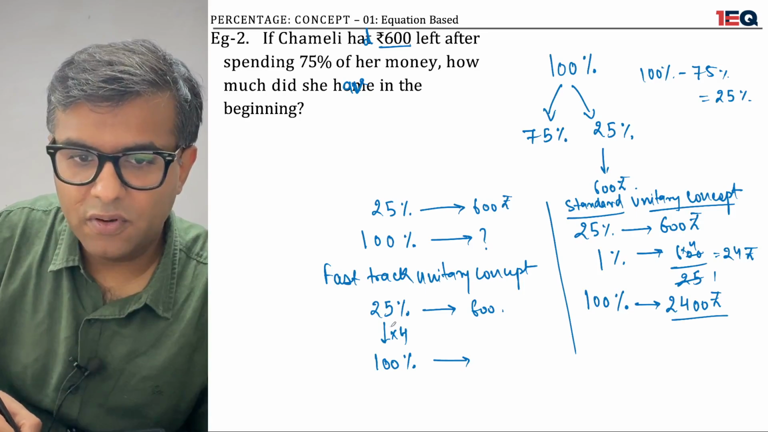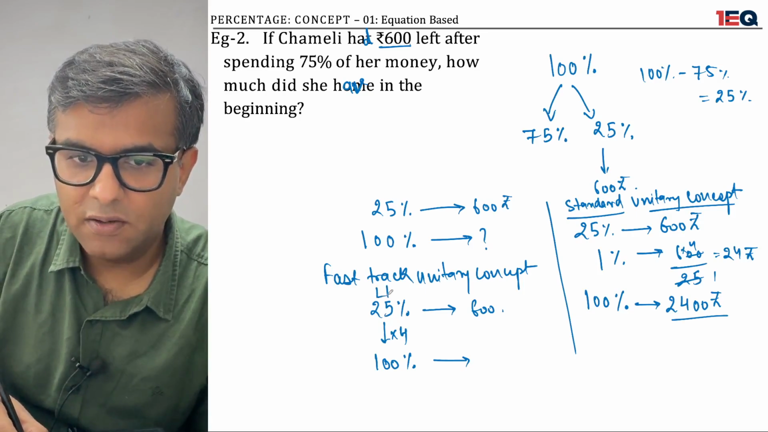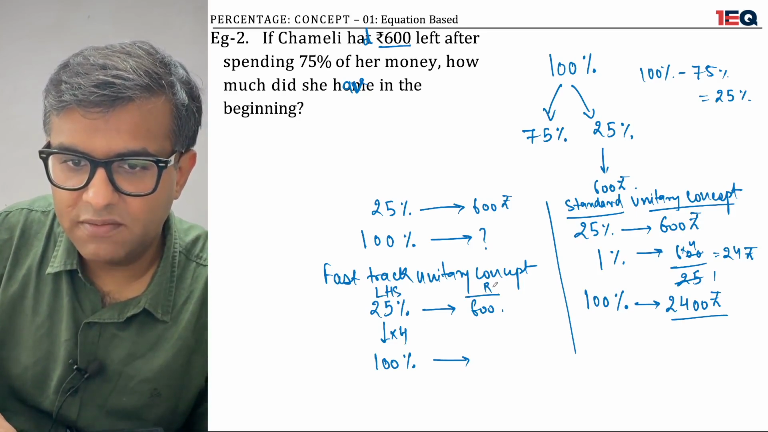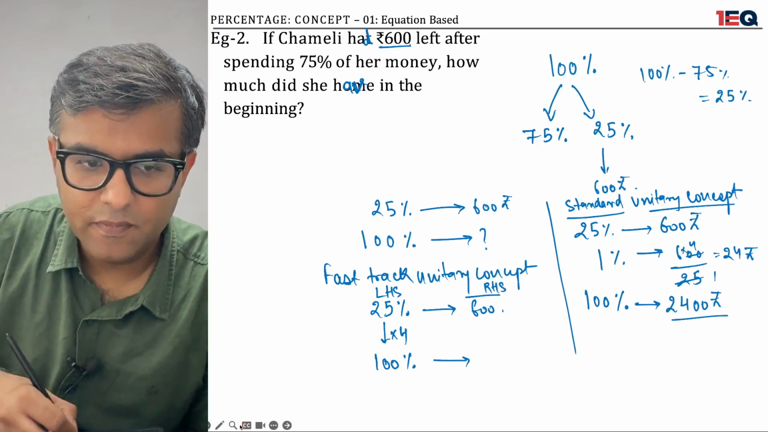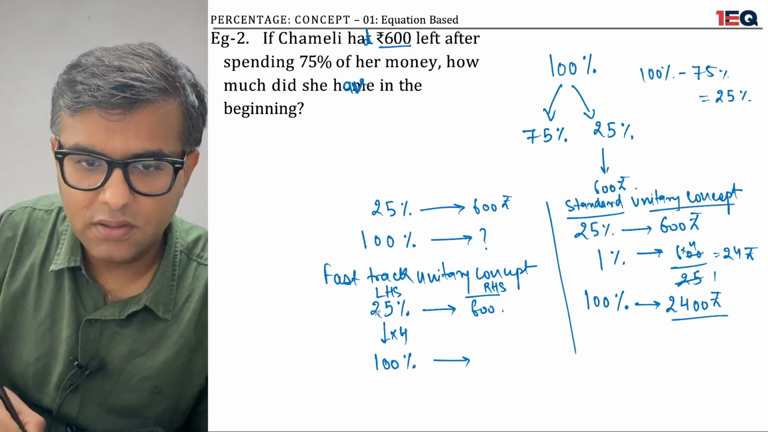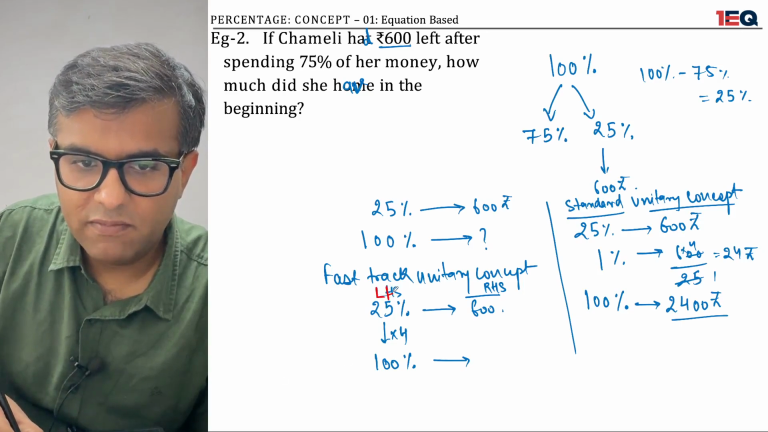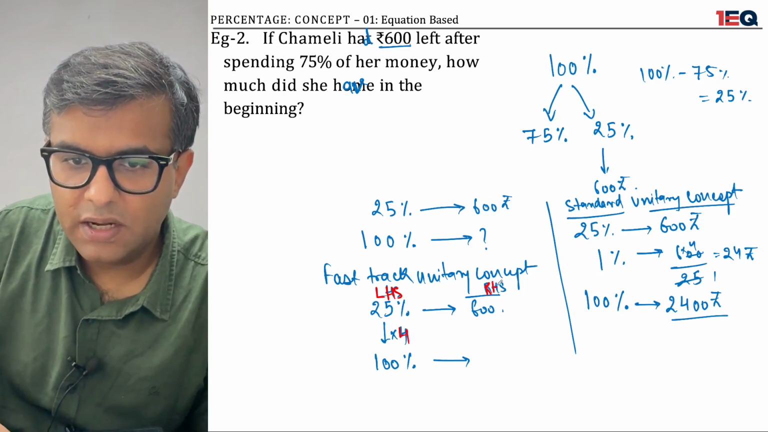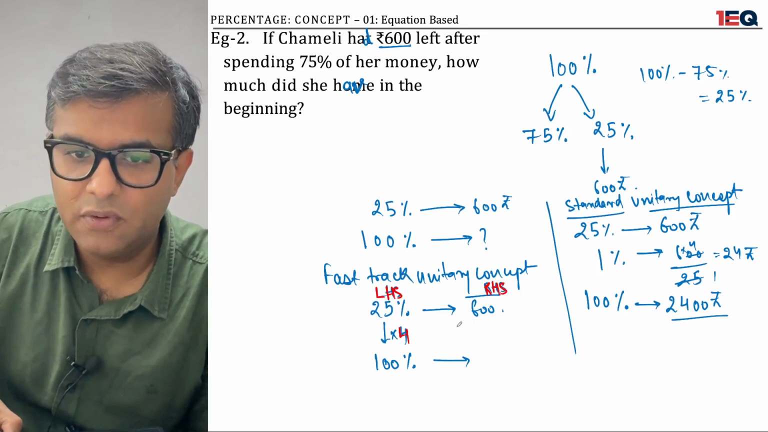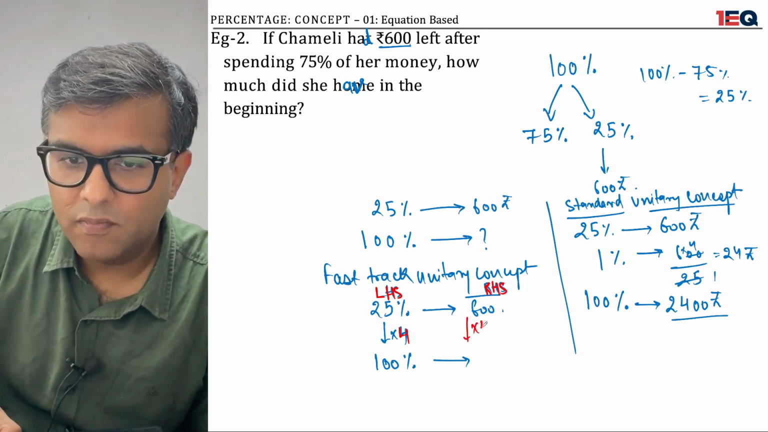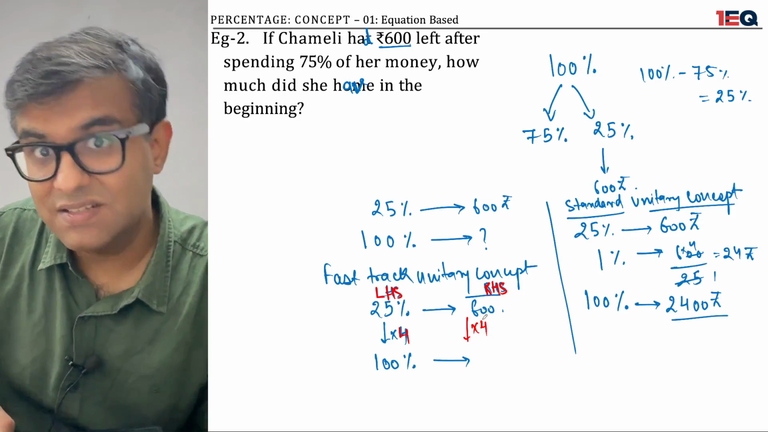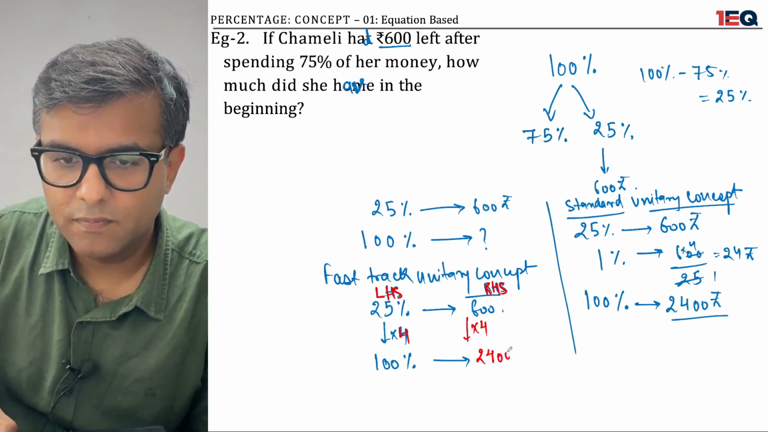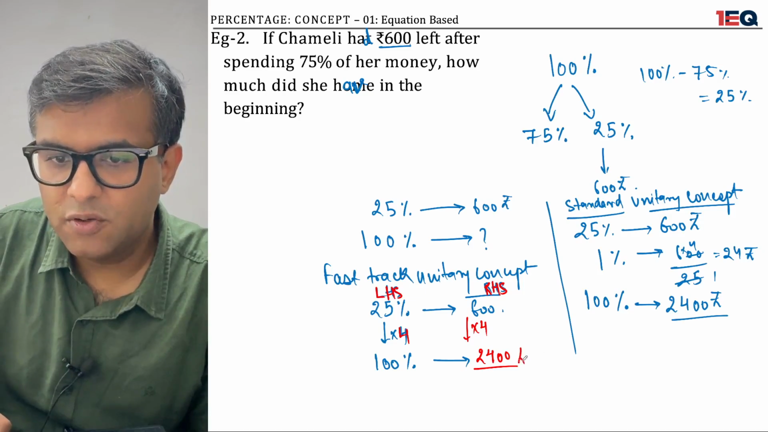If I've multiplied 4 on the left hand side, I will have to multiply 4 on the right hand side as well. Okay, I'll just change the color so that you can understand what I'm talking about. 4 6s are 24. 4 600s are 2400. So 2400 rupees is our answer.